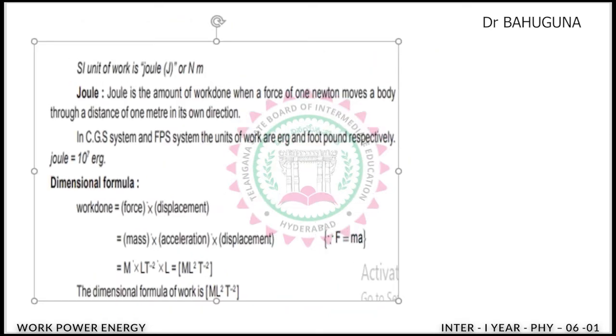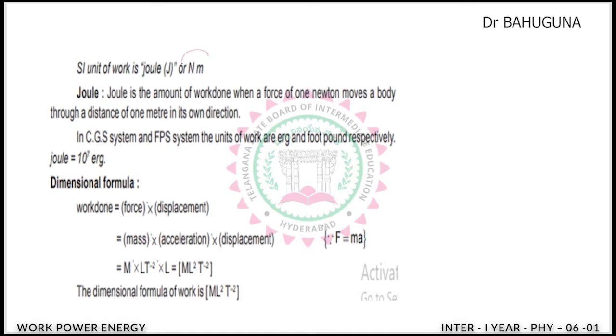Now we are going to discuss the units of work. The SI unit is Newton meter, simply called joule. Joule is the amount of work done when a force of 1 Newton moves a body through a distance of 1 meter in its own direction. In the CGS system, the unit for work is erg, and in the FPS system, the unit is foot-pound. And 1 joule is equal to 10 power 7 ergs. That is the conversion from MKS to CGS system.